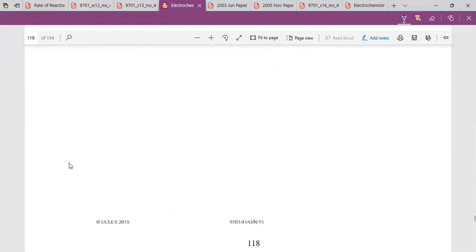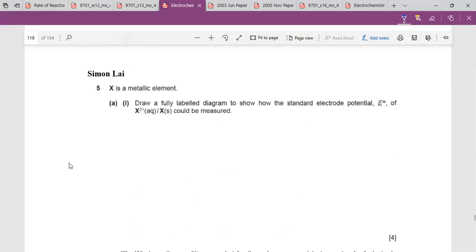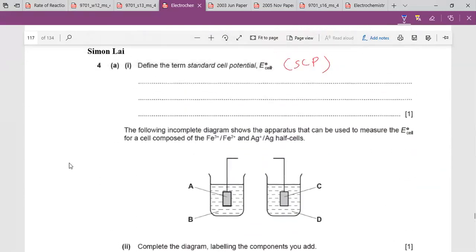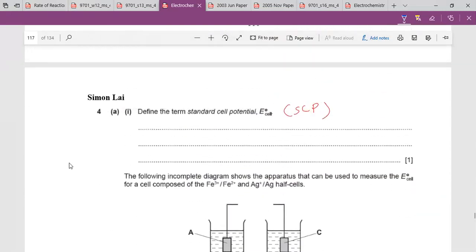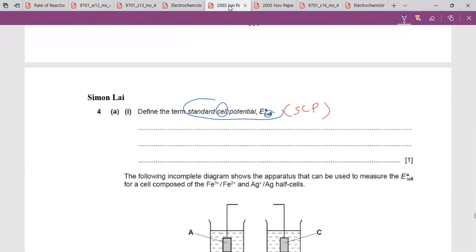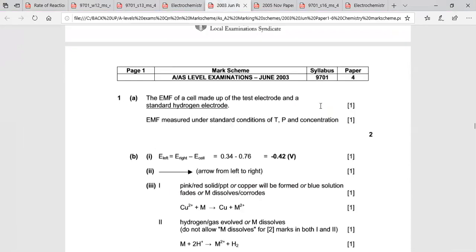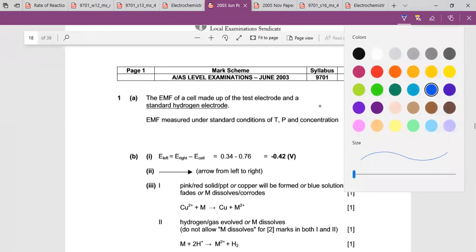Okay, now here, they ask you about standard cell potential. Let's put a cell here. Cell potential versus SEP. What's the difference? Now, I'll show you the marking scheme. The first one here. I've got two marking schemes, so you will be very sure. See the EMF, right? EMF means what? The voltage, okay? The EMF.